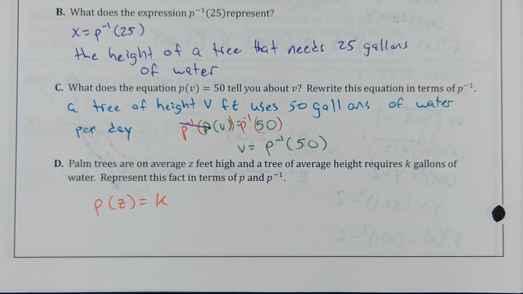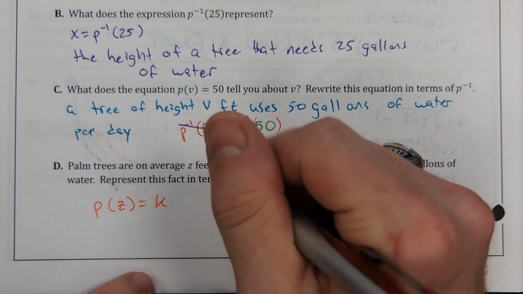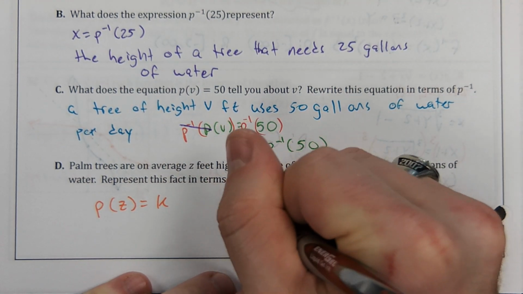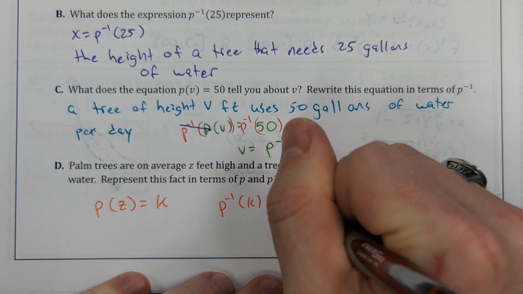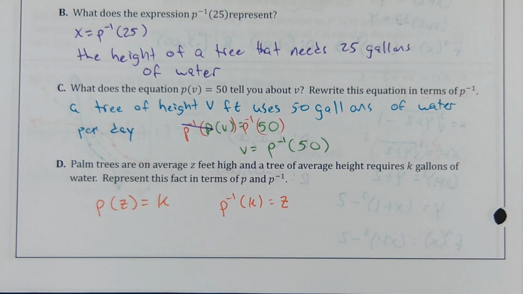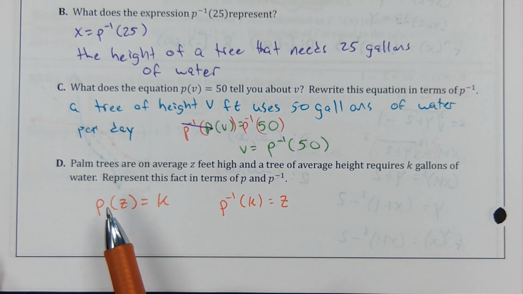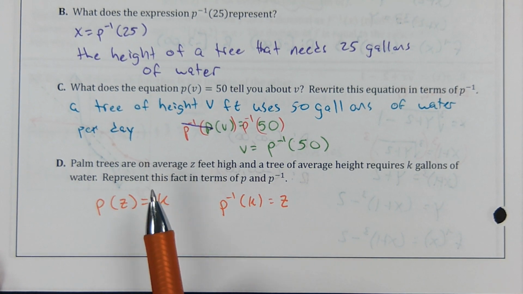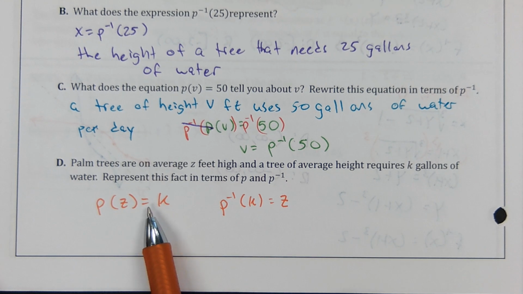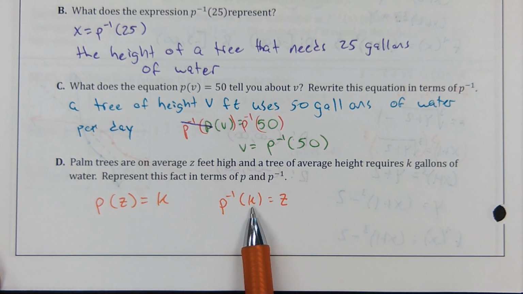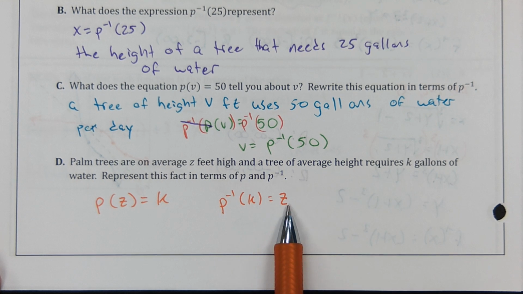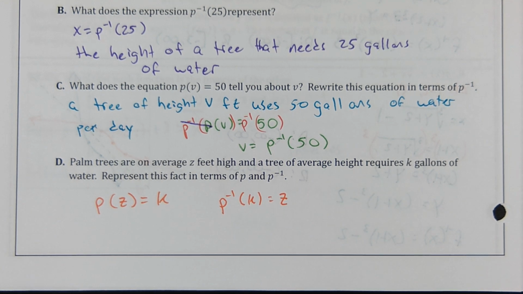And if you want this fact in terms of P inverse, then the input and the output change places, and you say P inverse of K equals Z. So in words, a tree that is Z feet tall uses K gallons of water. A tree that uses K gallons of water is Z feet tall. Comfortable saying it backwards and forwards? You guys cool with that idea?